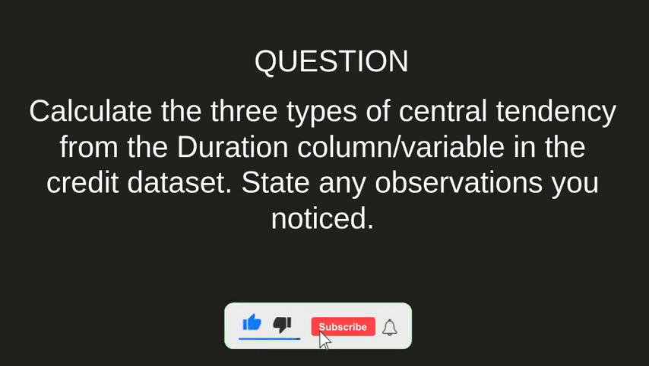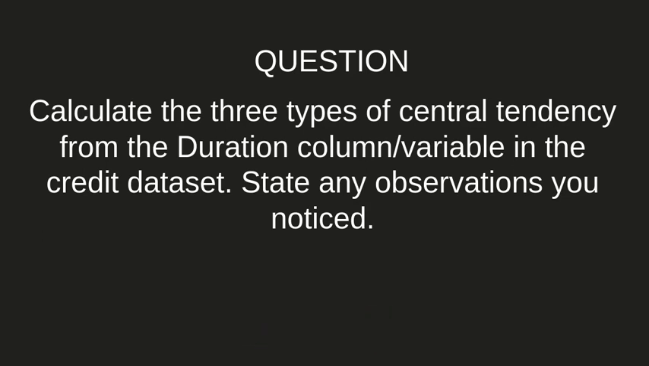So this is the question right here. Calculate the three types of central tendency from the duration column or the duration feature of the credit data set. State any observations you noticed. Okay, so that's basically the question. So we need to learn what central tendency is, what the three types or categories of central tendency are, and how you can use that knowledge to solve this question that we have.